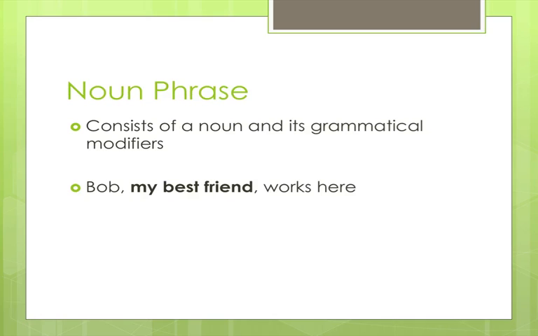Another important phrase for you to know is what we call a noun phrase, and this is going to consist of a noun and all of its modifiers. For example, "Bob, my best friend, works here." The phrase is "my best friend." That travels as a unit. And so at its core, it acts like a noun. It is describing Bob, not as an adjective, but as a group of words that are serving as a noun in this case.